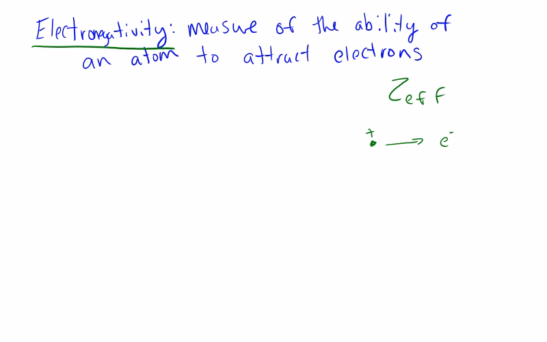All right, so that's the definition of effective nuclear charge. So let's go ahead and draw our trend on a periodic table so that you can at least know that.